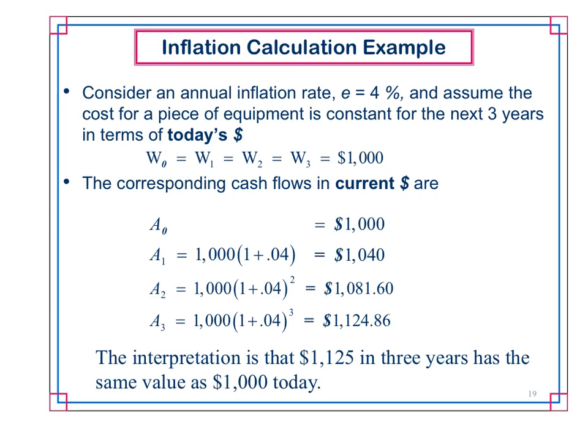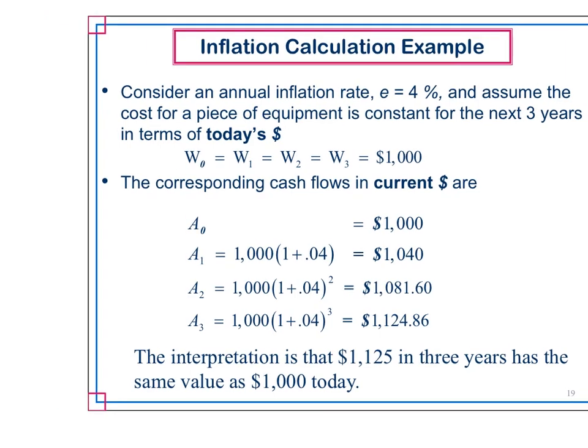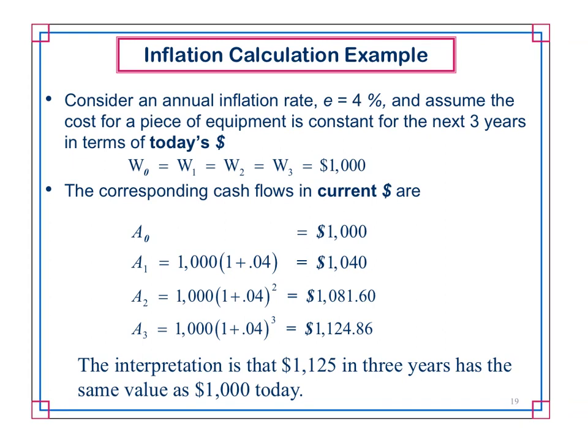Well, if I'm going to inflate at a 4% inflation rate here, then I should be getting almost $1,125 to get the same or comparable amount of purchasing power as $1,000 today, based on the fact that I've got to be able to include the effect of inflation.